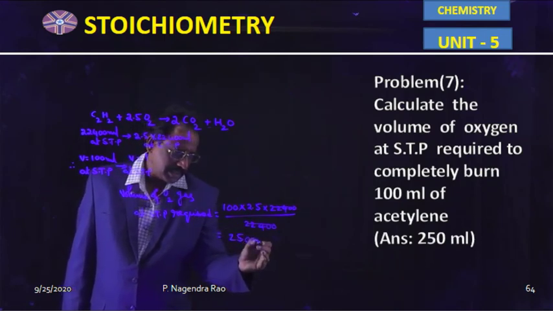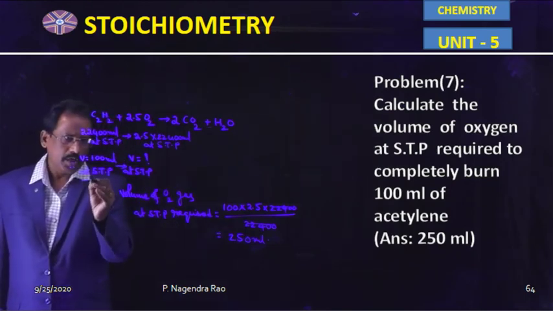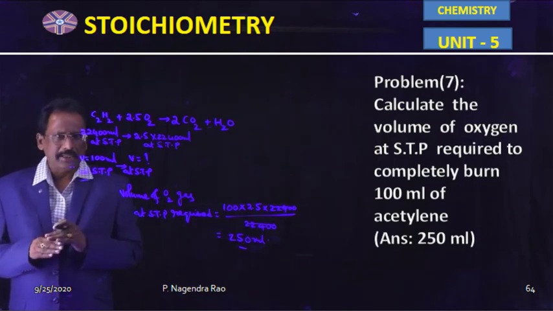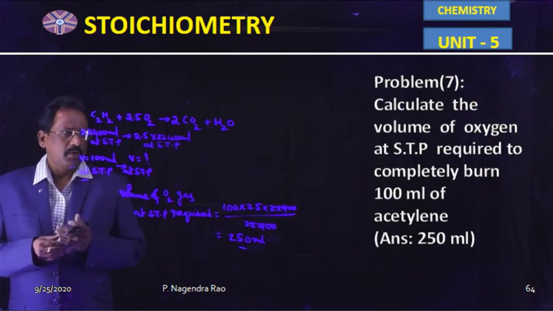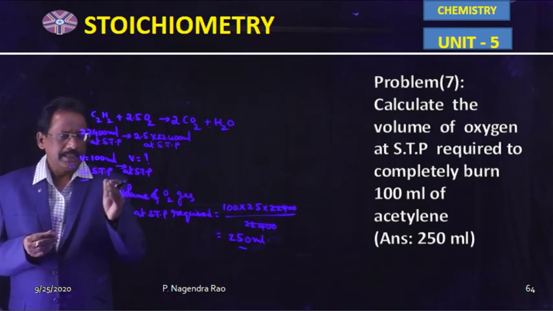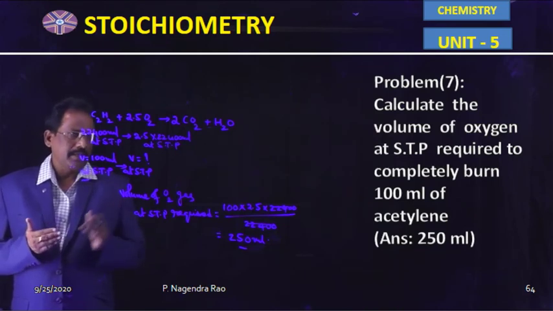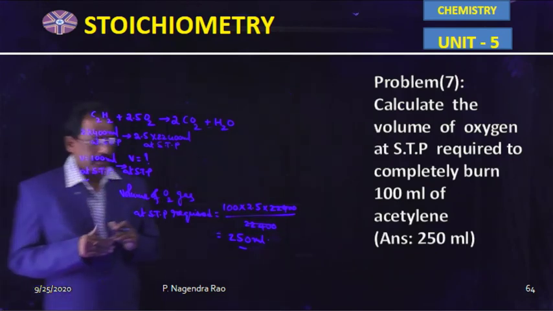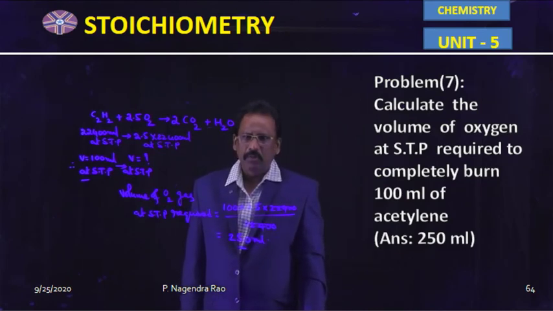So this is an example of volume calculation. The volume of the acetylene gas is given at STP conditions, and we calculate the volume of oxygen gas at the same conditions. So 100 ml of acetylene requires 250 ml of oxygen gas at STP conditions. So this is one of the examples of volume calculation.